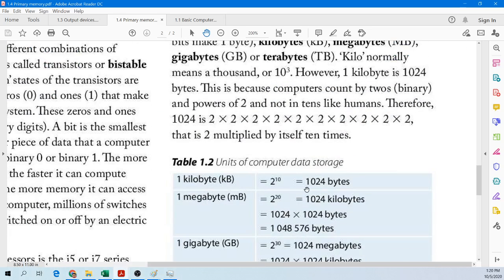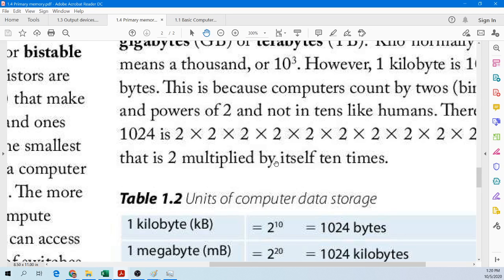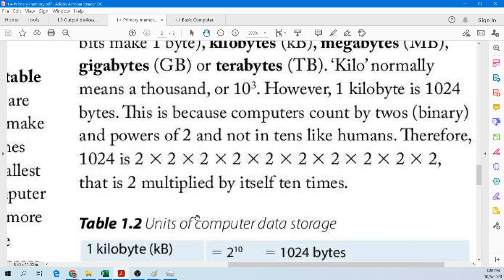Now, if you look at the table below here, 1,000 bytes is referred to as a kilobyte. Kilo refers to 1,000. So basically, kilobytes, that is 1,000 bytes. But it is not exactly 1,000 because of the base 2 system. So let's see how good you guys are with maths. 1024 is 2 multiplied by all these 2's 10 times.